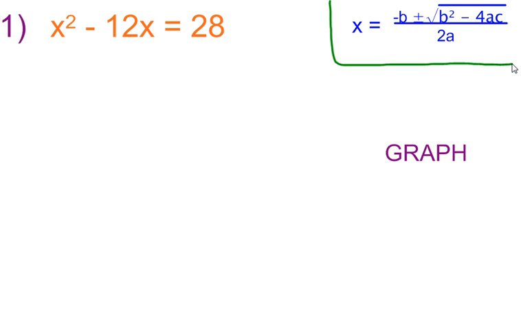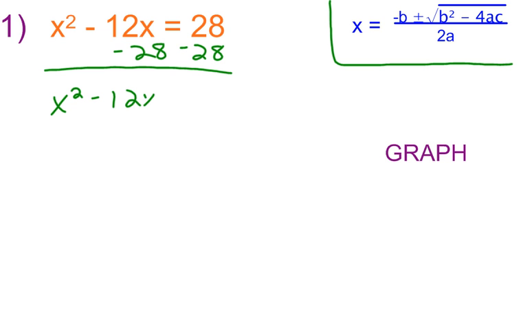You'll notice it's x equals negative b plus or minus the square root of b squared minus 4ac all over 2a. We are looking at a, b, and c in standard form for a quadratic equation. So for number 1, we would get our equation equal to 0 first before we could label a, b, and c. So now that I have my equation in standard form, I'm going to label a as 1, b is negative 12, and c is negative 28.